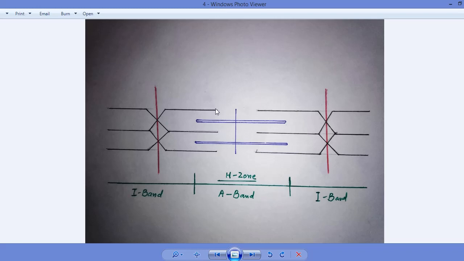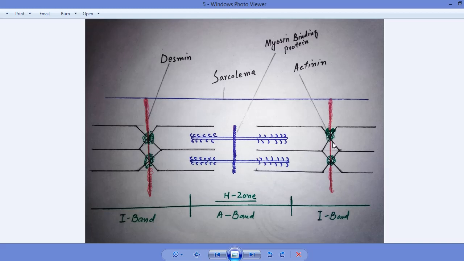These actin filaments are attached at the base with each other with the help of a special type of protein that is called actinin. In this slide, we can see that the actinin is responsible for the attachment of actin at the base, and the base of each actin is attached with the sarcolemma with the help of a special type of protein that is called desmin. Over here, I have labeled that desmin is responsible for the attachment of the base of each actin, or for the attachment of actin fiber with the sarcolemma.